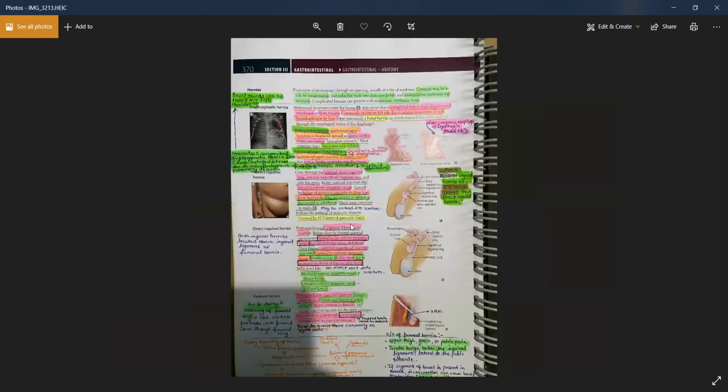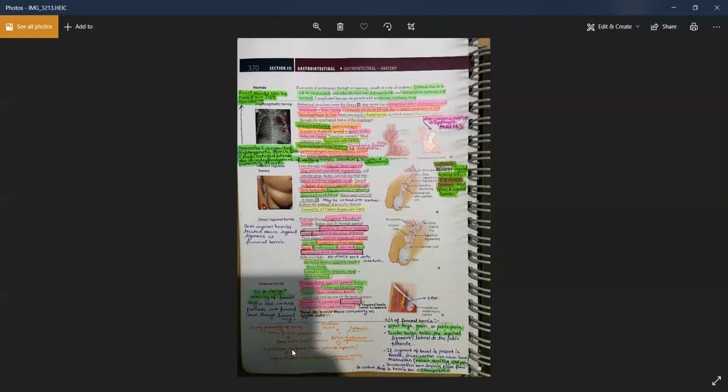So we have discussed everything on this page now. Any doubt? Can you please describe this descending of testes, which you have annotated?